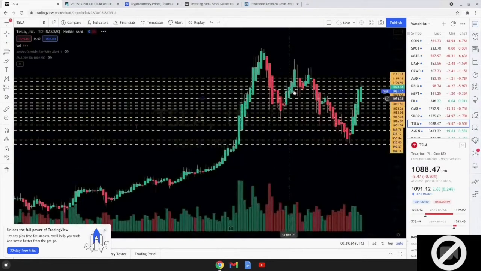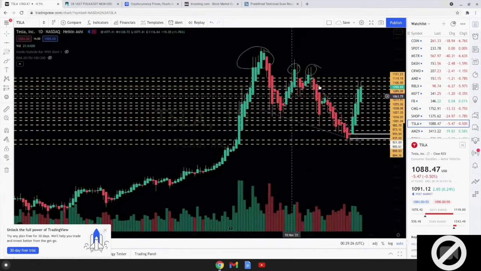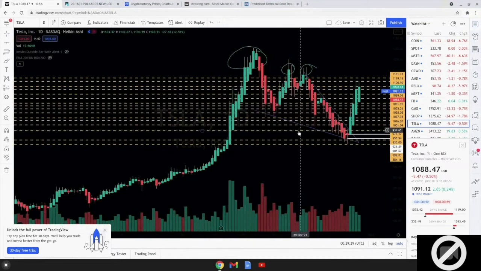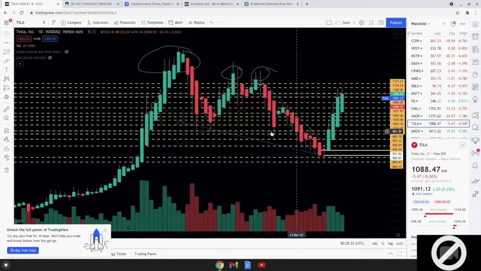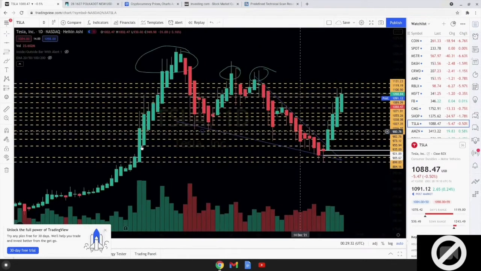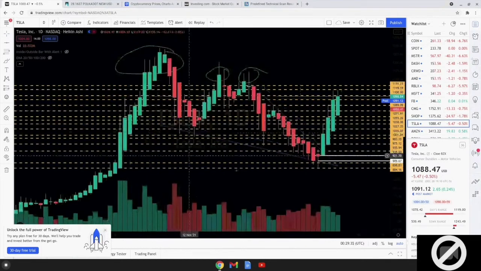So as you see, I got Tesla fully marked up. I'll just show you what I see so you know what it is that I'm looking at. As we said before, the W is an indication that it's going to go up. So an M is the reverse of that. It's an indication that it's going to go down, okay?